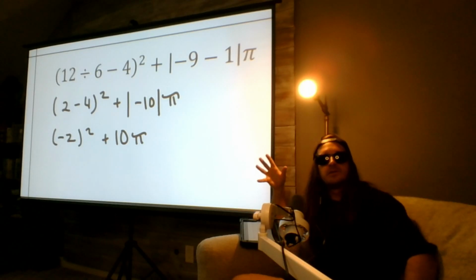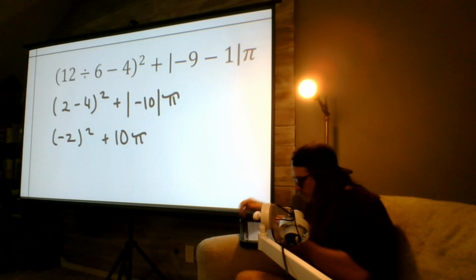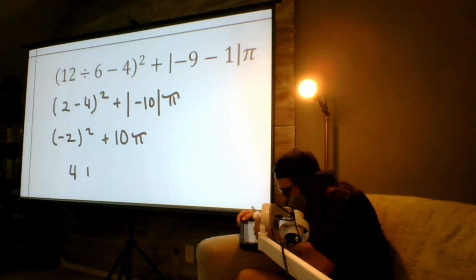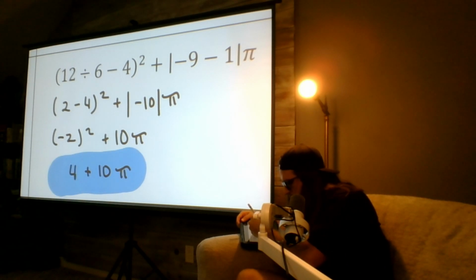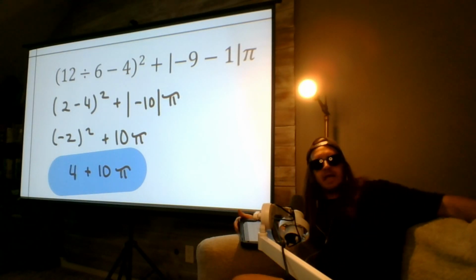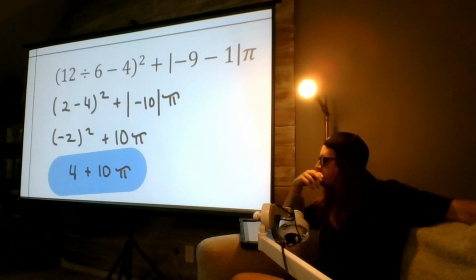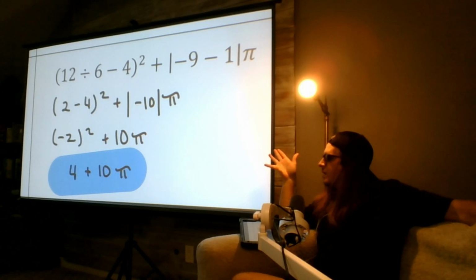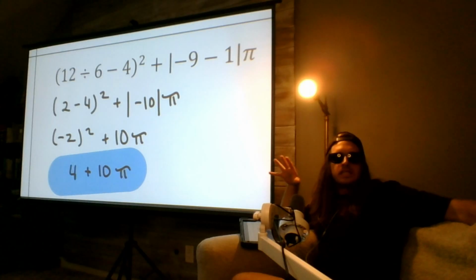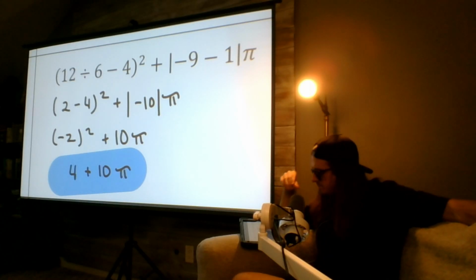And the -2 squared, that's a negative times a negative, which is +4, and then plus 10 pi. And you leave your answer like that. You're more than welcome to type it in a calculator and see what the actual value of that is if it makes you happy. But that's the clean way to leave this. Just leave it in terms of pi.